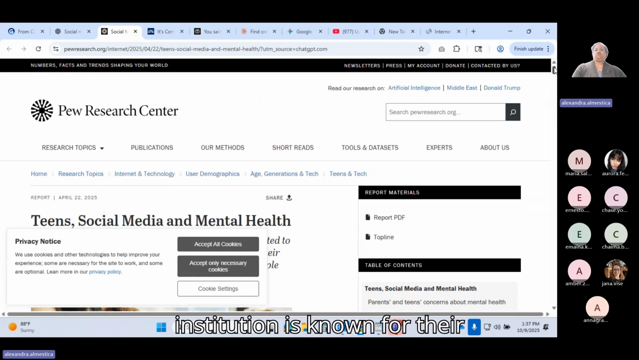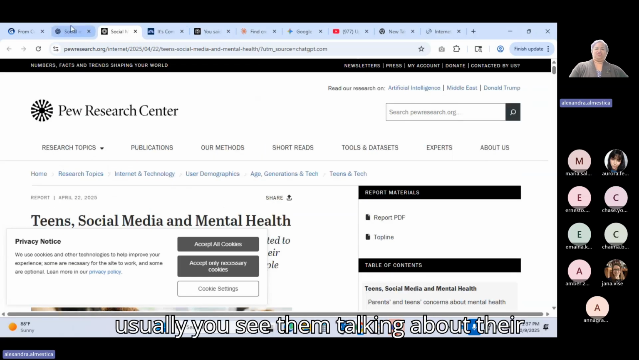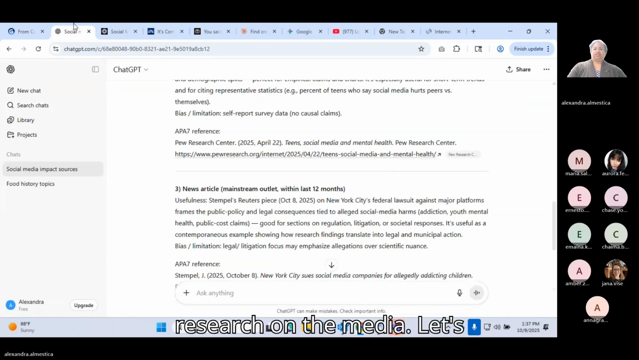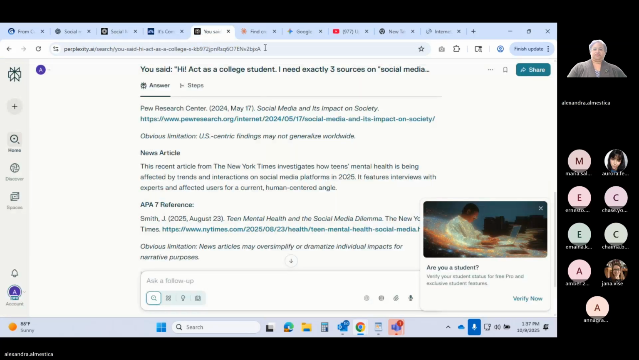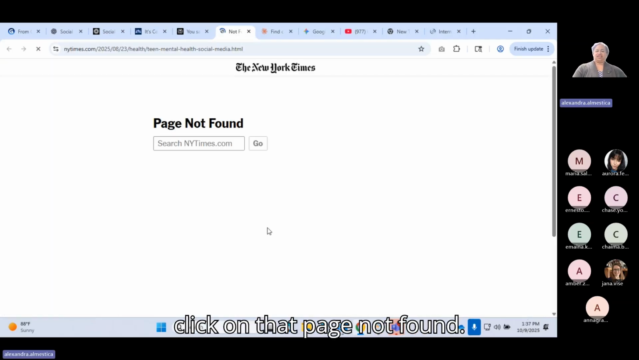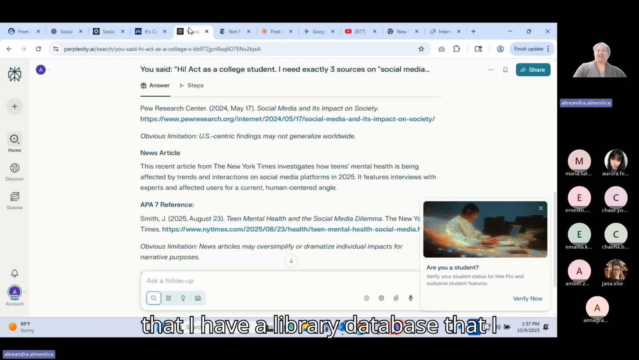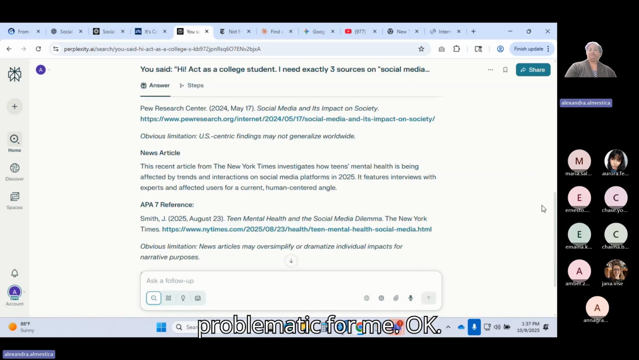This institution is known for their research across the United States, and usually you see them talking about their research on the media. Let's take a look at the results from Perplexity. It gave us an article from the New York Times. Now I'm going to click on that. Page not found. I don't like that. So I have a library database that I could go check to see if that article is available. That result is problematic for me. Okay, and then let me try one more here.